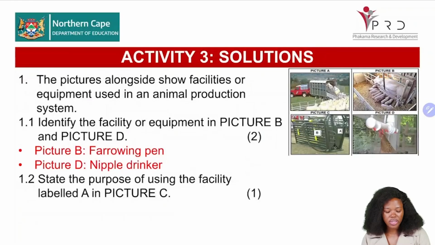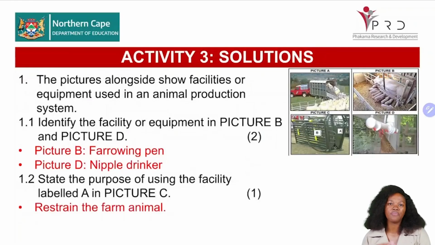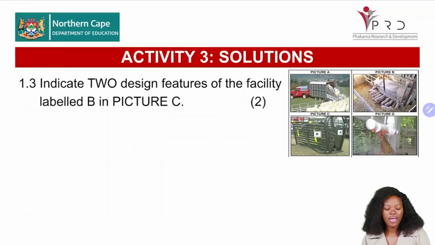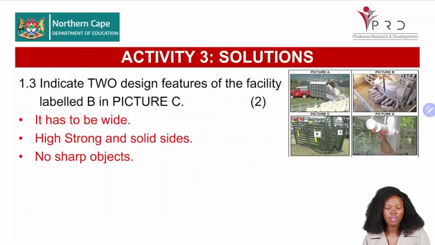State the importance of using the facility labeled A in picture C. Now, picture A, we all know it is a clamp and it is used to restrain farm animals during the handling process. Remember, during the handling process. 1.3, indicate 2 design features of the facility labeled B in picture C. Now, a crush, it has to be wide, high, strong, and solid sides with no sharp object. So these are the design features or the requirements of handling facility B when handling farm animals.